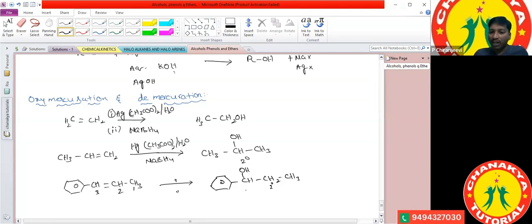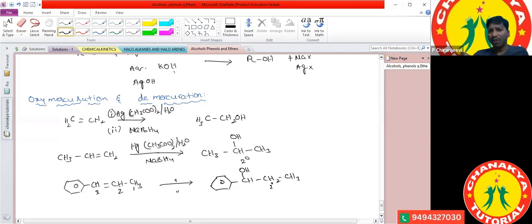So benzyl carbon is more reactive. Due to that reason only, the OH group is going to be attached to the benzyl carbon. This is one method we are using in the preparation of alcohol. By using the oxymercuration and demercuration reaction also we can prepare alcohol. So I think we have seen three methods.